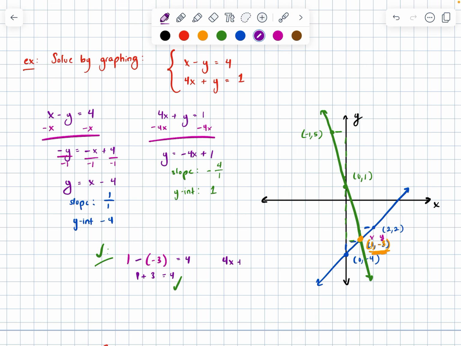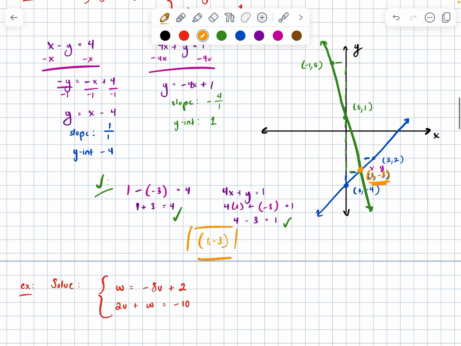And then 4x plus y equals 1. I know that I want to do some substitution, so I'm going to take 4 times x, which we've identified as 1, plus y, which is negative 3, equals 1. From here, 4 times 1 is 4. Plus negative 3 can be more simply written as minus 3, equals 1. 4 minus 3 is equal to 1. Congratulations, we have found our solution of 1 comma negative 3.